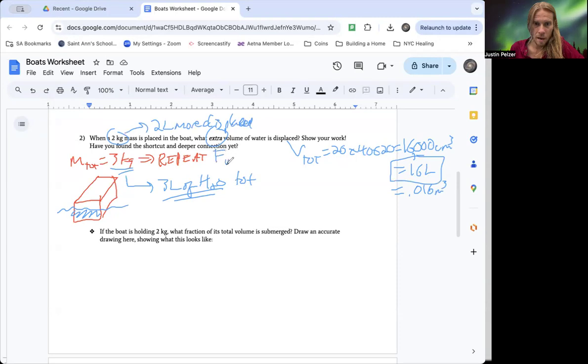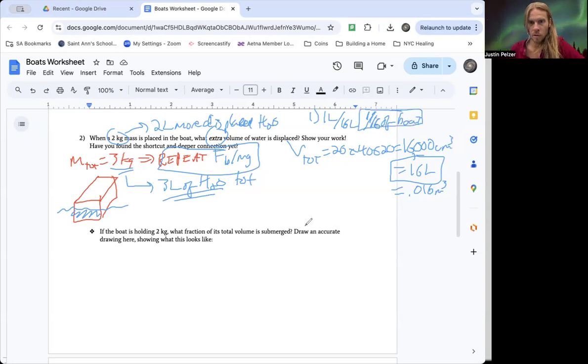You can repeat the FB equals MG analysis to get there, but really the shortcut is if you're pushing down with 2 kilograms, it's going to push up with 2 kilograms equivalent of weight, which is 2 liters more displaced water. Boom. So the first one, question one, was 1 liter out of 16 liters, which is 1/16 of the boat. That's one, and 1/16 of the boat is submerged.